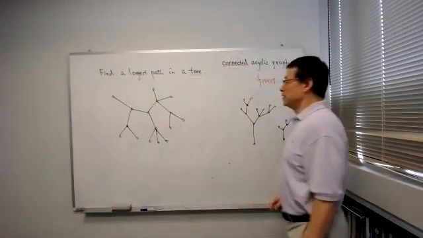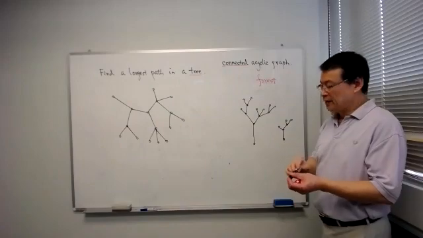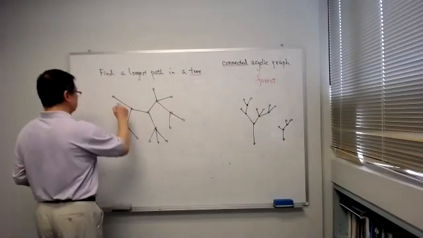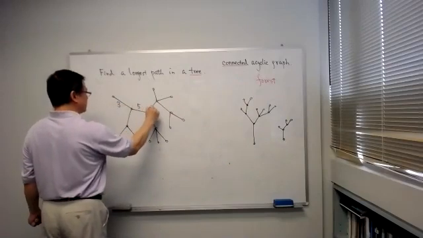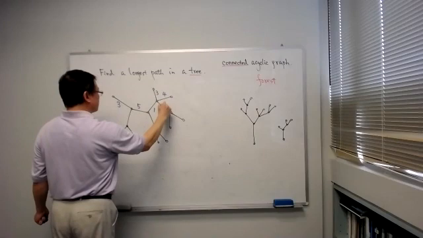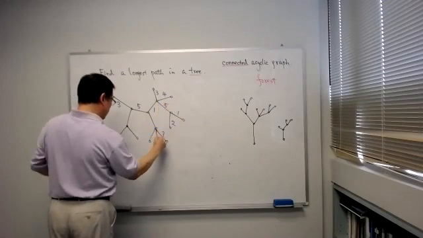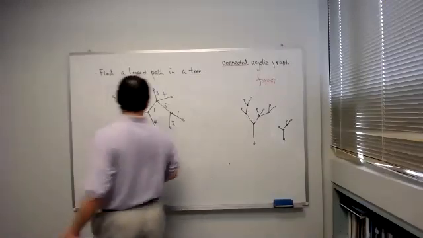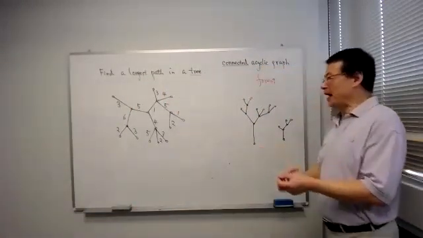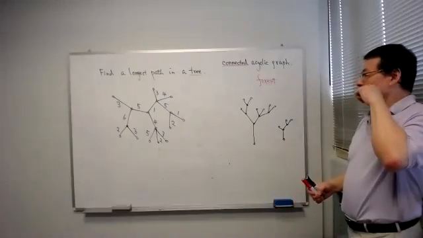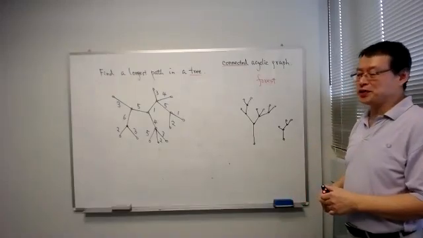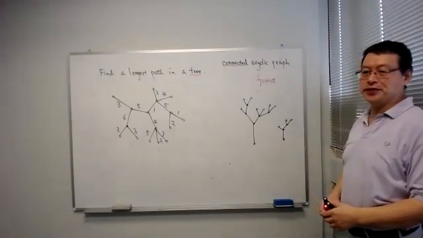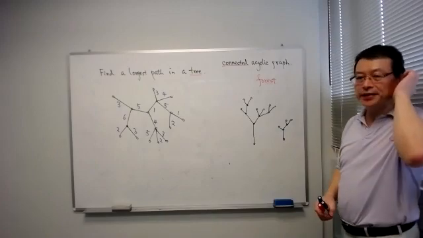So that's the tree. Okay, you see it's connected and without cycle. Now let's make it a weighted tree. Each edge has a weight. All right. Now I want to find the longest path in this tree. If the graph is very small, of course, it's easy to see. But when it's large, it's not easy at all. We have to use a systematic way to find it.